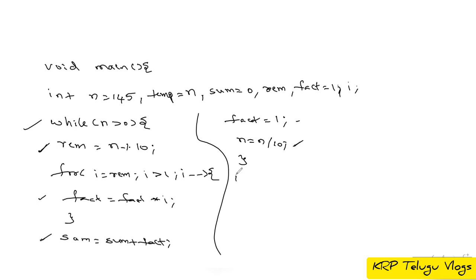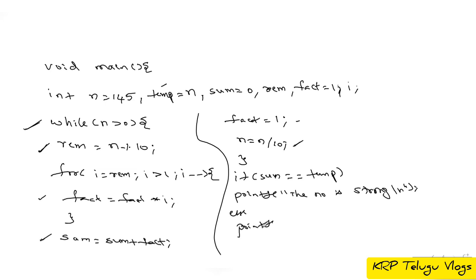So now if sum is equal to, sum double equal to which value? Temp. N will become 0 here. Temp, sir. That's why I have taken temp. So sum double equal to temp. Printf, the number is strong. Else printf, the number is not strong.